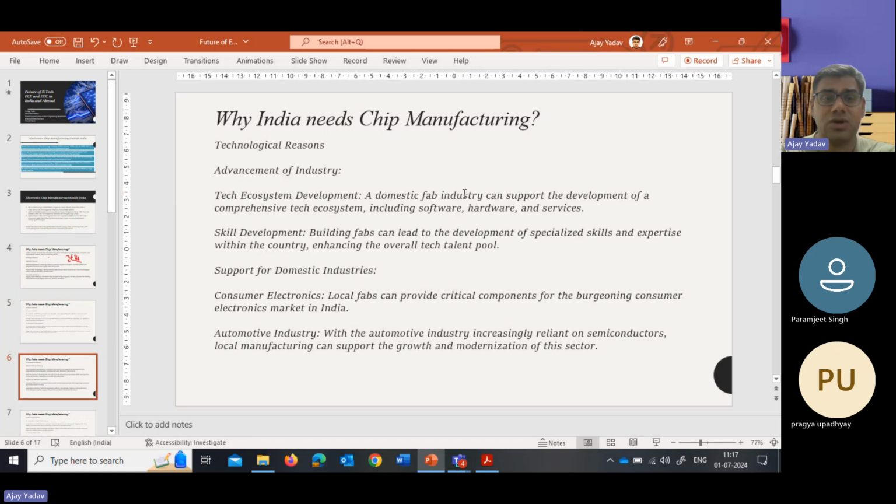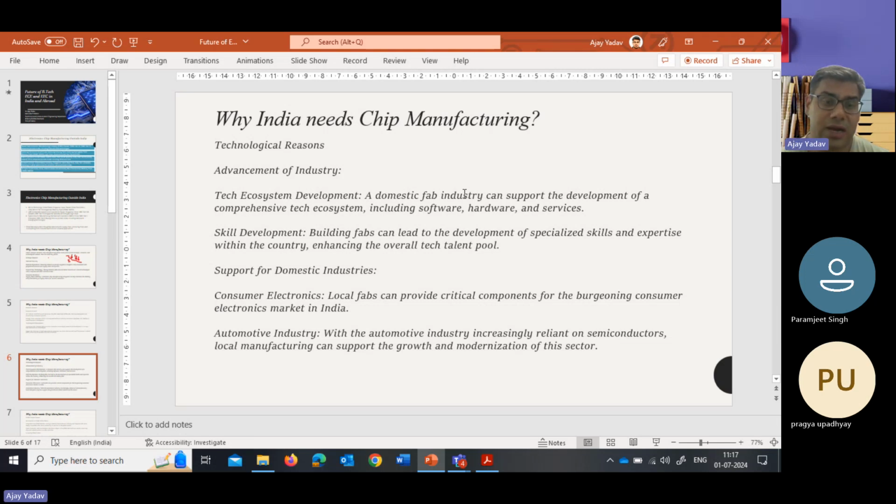The last reason is your technological reasons. If you have a good tech ecosystem in our country, then we will be good in software, we will be good in hardware, and we will be good in services also. We are basically generating skilled professionals for India as well as the outside world.